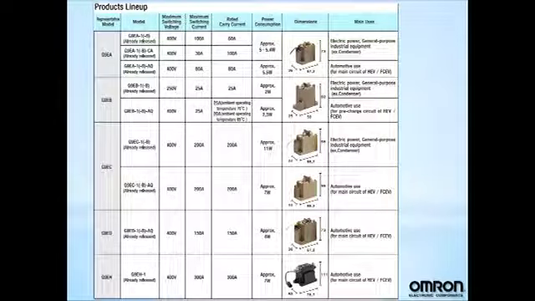Here is Omron's current lineup of DC power relays. They're rated anywhere between 25 amps and 300 amps. They can be used in a variety of applications. Some examples that we'll go into further into the presentation would be hybrid electric vehicles, power generation, industrial equipment. So there's a wide variety of uses that these relays can be used in.